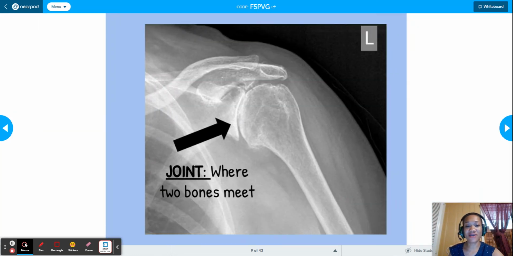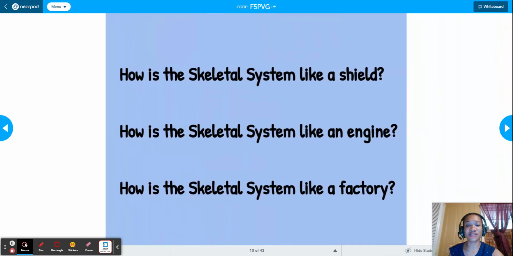There you'll find a diagram of where we can find our joints. Now, let's answer these questions. How is the skeletal system like a shield? How is it like an engine? Or like a factory?